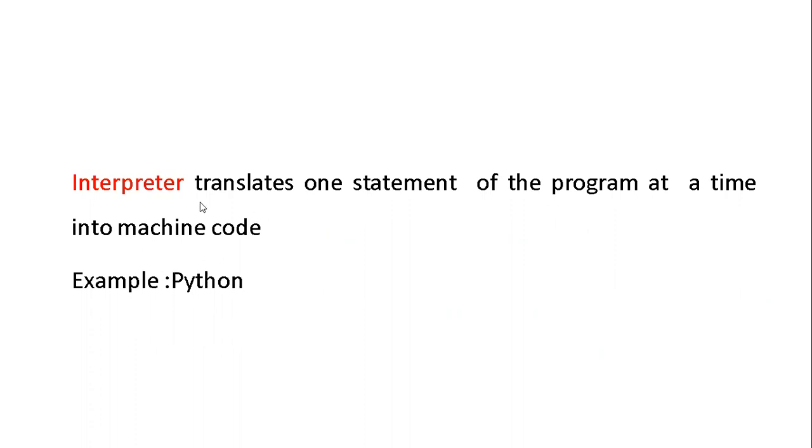That means the interpreter will first take the first statement, translate it to machine code, then execute that first statement. Then it takes the second statement, translates it into machine code, and then executes it. Go to the third one, translate it and execute the statement. Likewise, it goes up to the end of the program. So here the conversion and execution happen statement by statement. Python is an interpreted language.